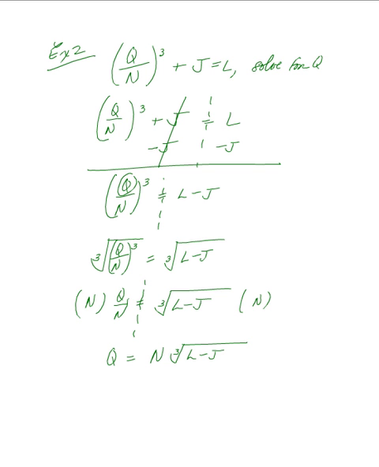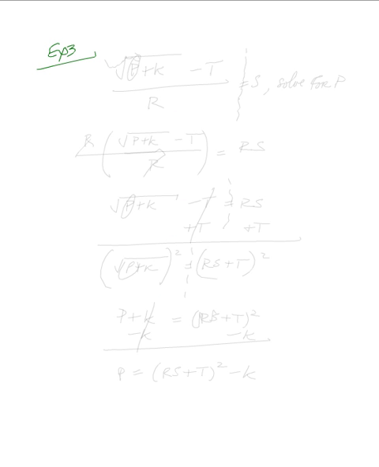For our third example, we'll look at square root of p plus k minus t, all of that divided by r, equal to s. And suppose we have to solve for p. Now again, remember what I think of is, there's my dividing line at the equal sign. I don't care about anything beyond the equal sign. All I care about is whatever's on the same side as the variable I'm solving. So there's my p, there's my target.